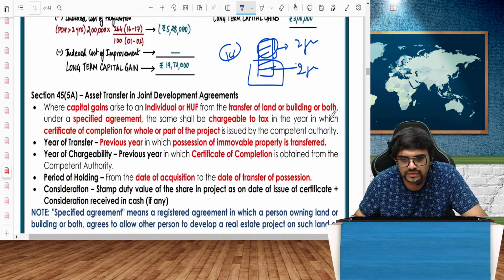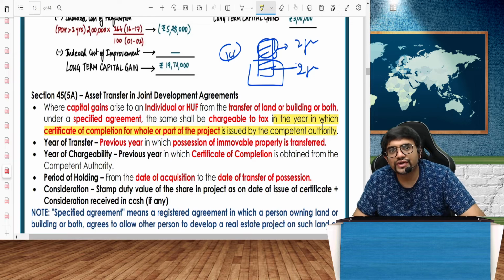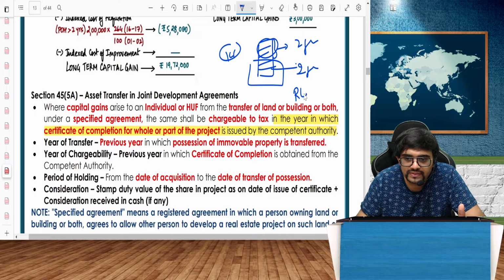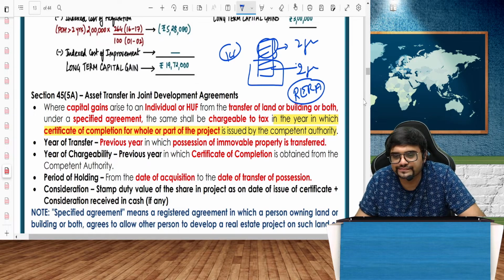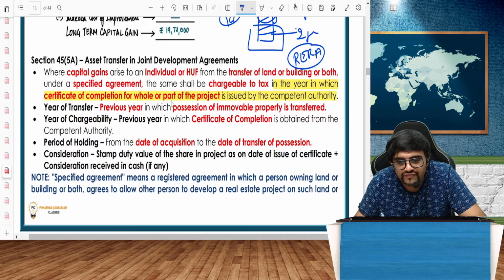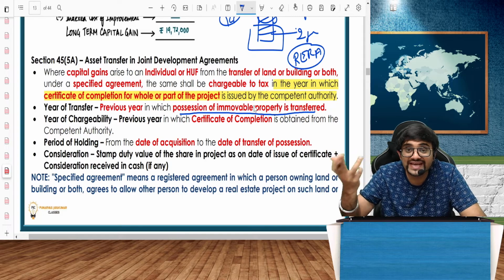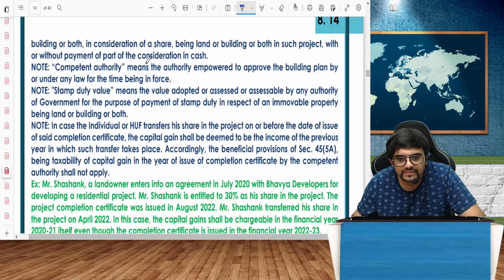You see? Chargeable to tax in the year in which the certificate of completion is issued by the competent authority. Generally, if the building is more than 8 flats, the competent authority will be RERA, Real Estate Regulatory Authority. Year of transfer is the previous year in which the possession of immovable property is transferred. Very simple. Year of transfer is when possession is given, but you will be taxed only when the certificate of completion is given. Very, very simple. All these things are fine.